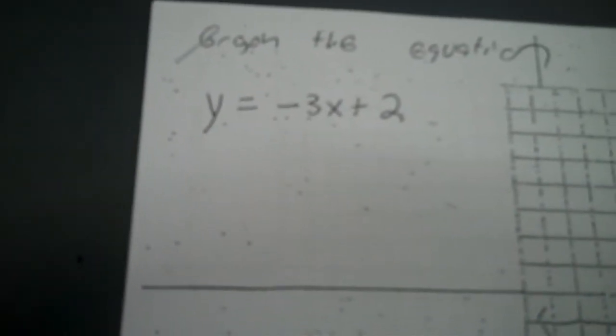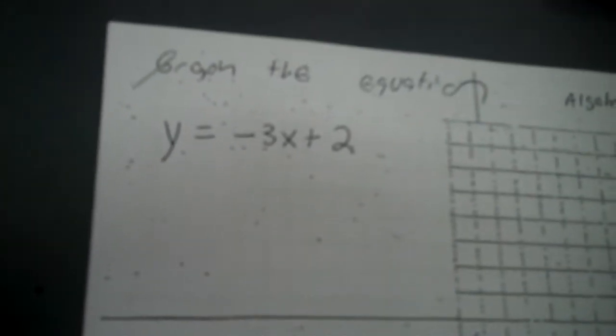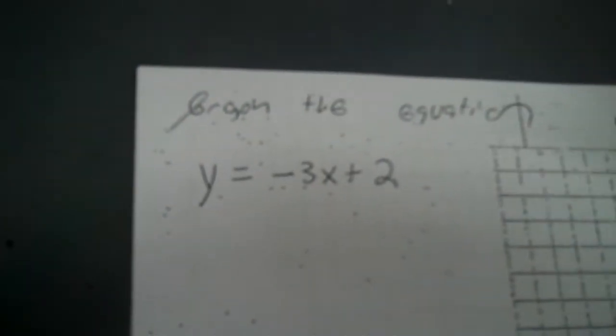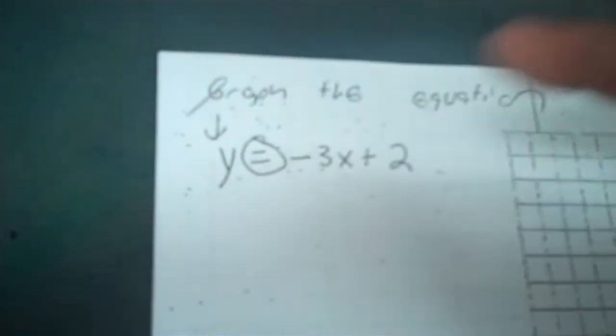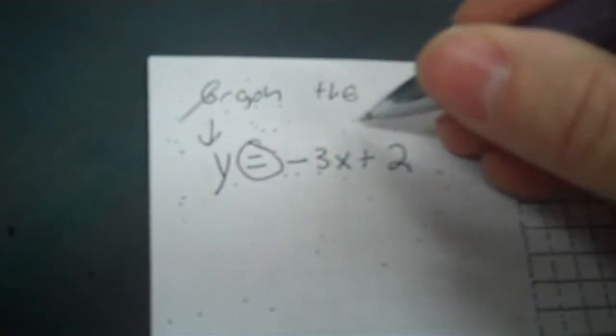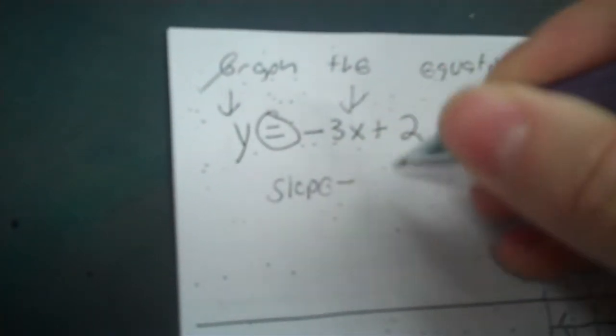Okay guys, in this video I go over the various forms of line graphing. You're going to need to know what form it's in, and then after you've identified the form, you go ahead and graph the line. So y equals negative 3x plus 2, so you're going to circle the equals, and y is over here all by itself, x is over here. Therefore the form is slope y-intercept form. So to graph it, I use the slope and the y-intercept.